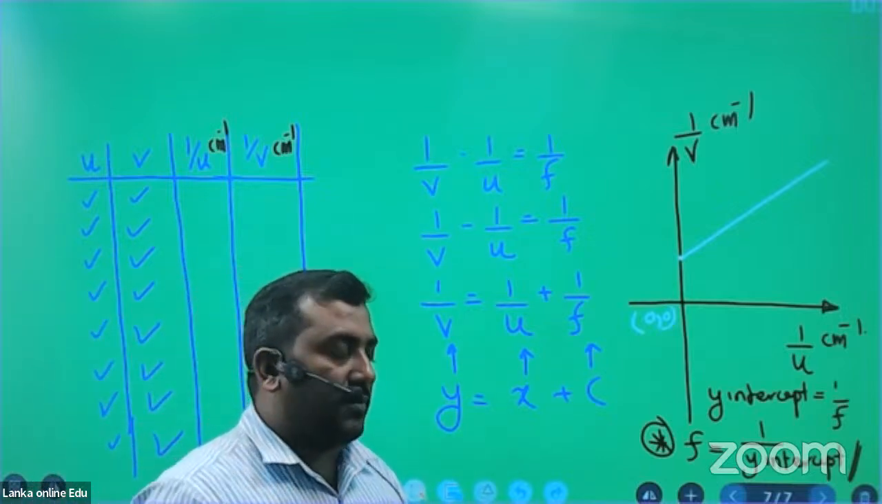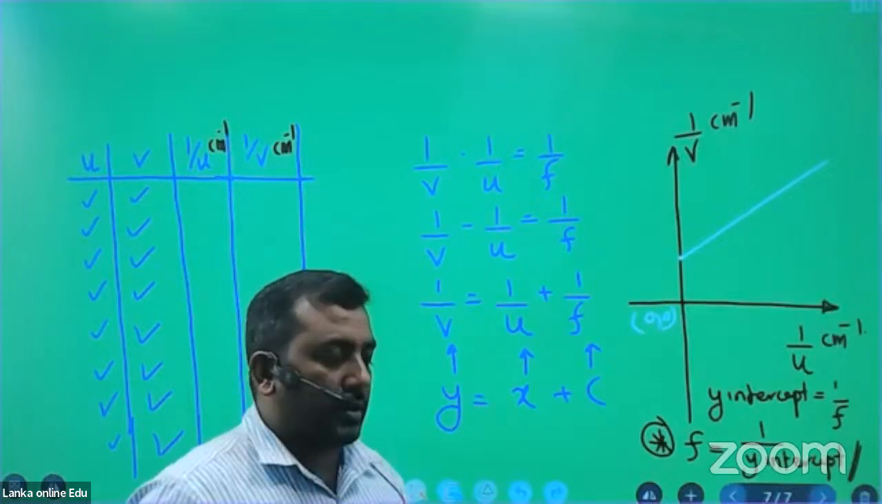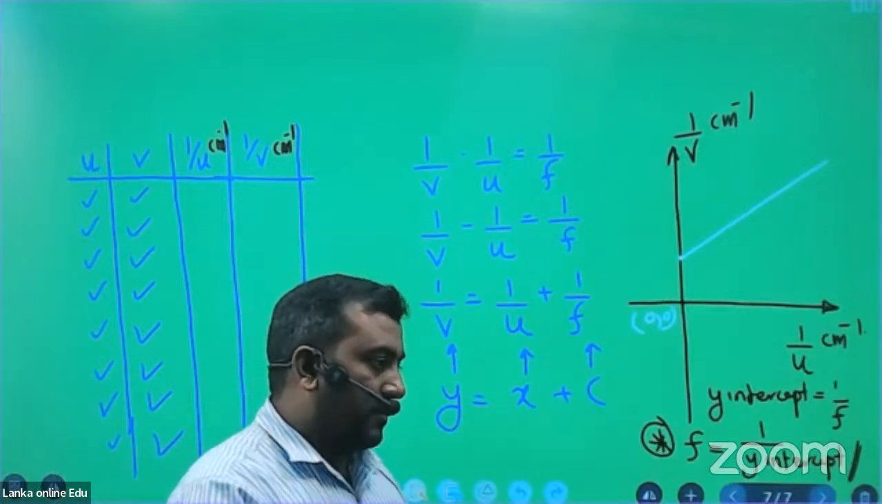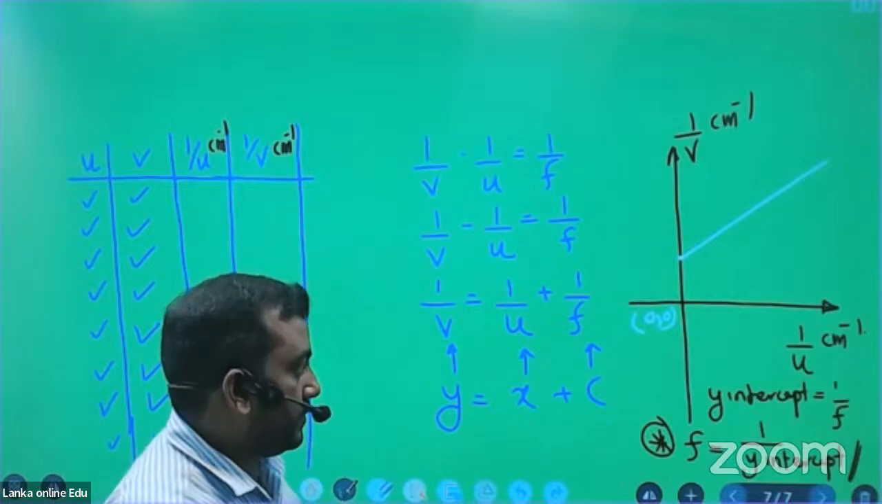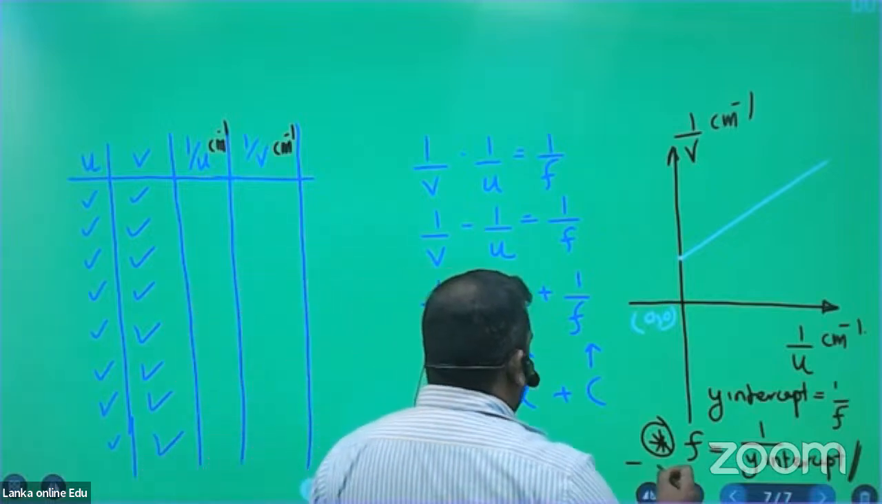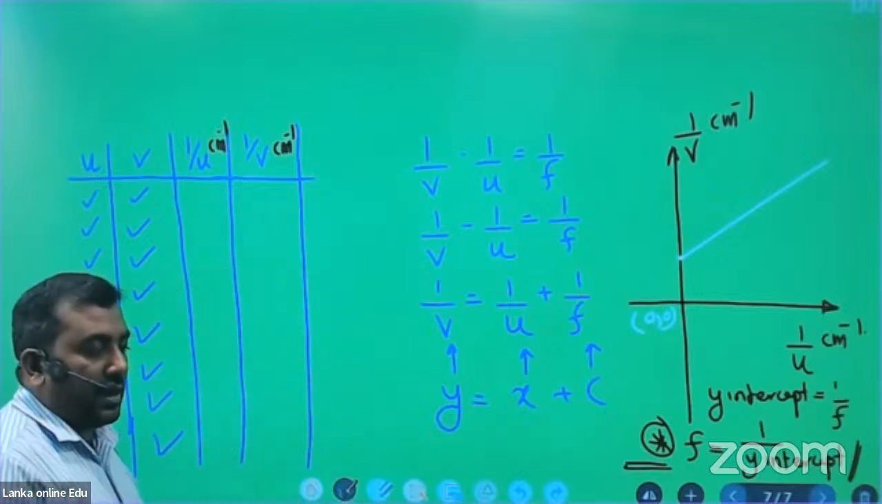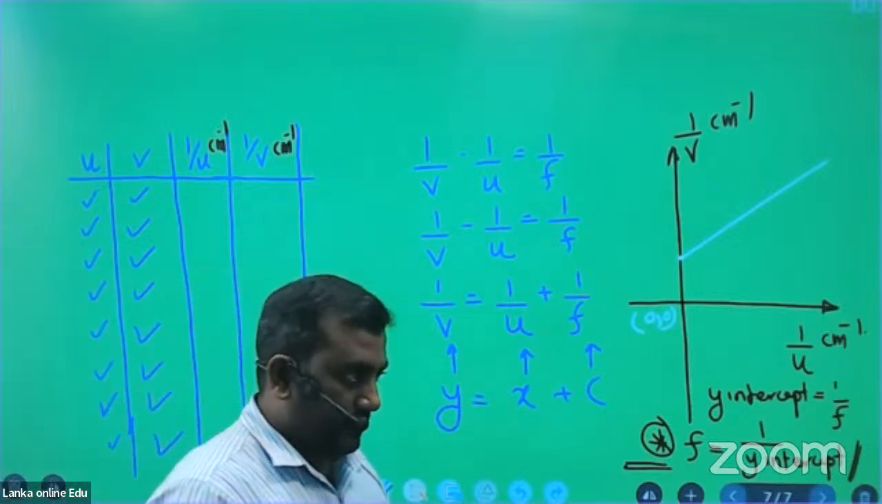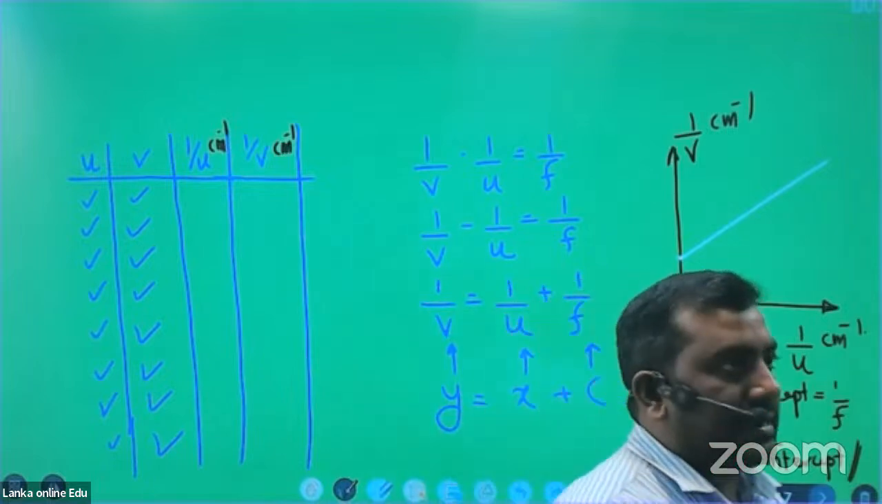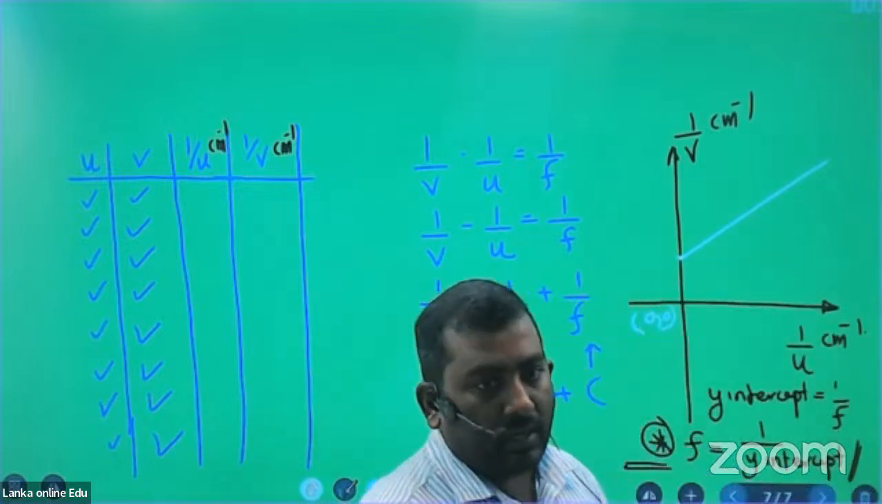From the gradient, sorry, from the y-intercept of the graph, we can find the focal length.